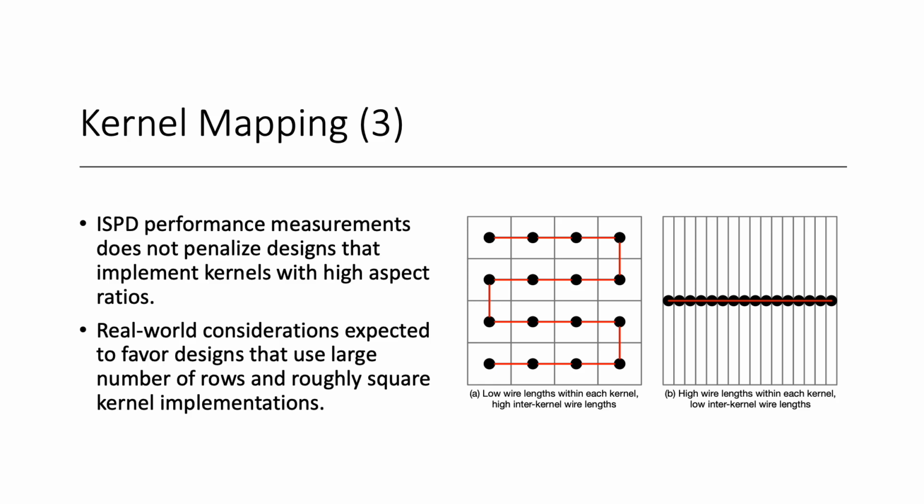On the right is the solution that would be heavily favored by the ISPD contest benchmarks, or contest objectives. Still 16 kernels, but spanning the entire height of the chip and extremely narrow. The wire length differential between these, as computed by the ISPD contest, the one on the left would be about a factor of 5 worse.